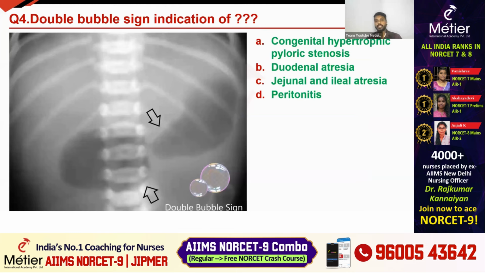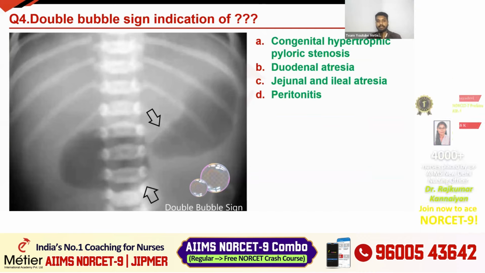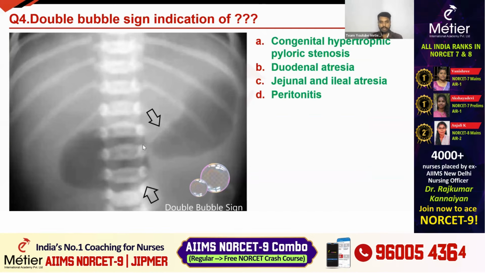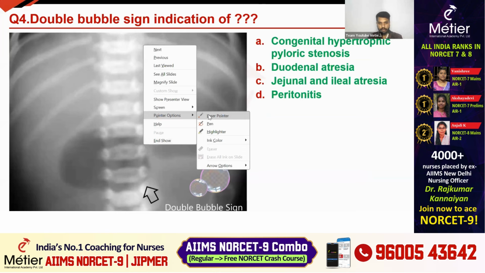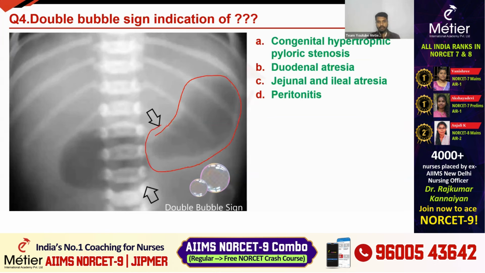Okay. So next question, double bubble sign is an indication of what? Double bubble. Can you see this double bubble? One second. I'll draw with the pen. Okay. So this is one bubble. So this is another bubble. Right? It is a double bubble seen in which condition? The options they have given: congenital hypertrophic pyloric stenosis, duodenal atresia, jejunal ileal atresia, peritonitis. So the correct option is option B, duodenal atresia.